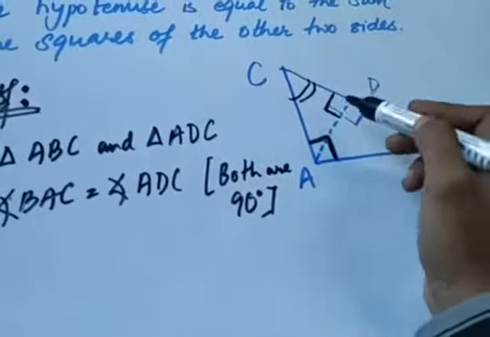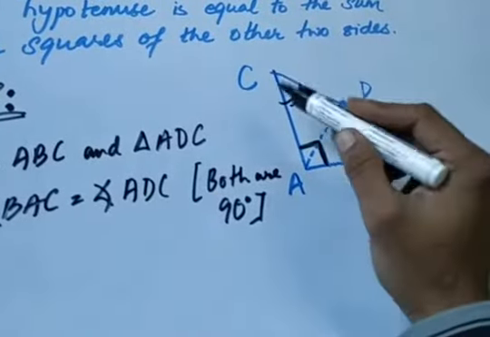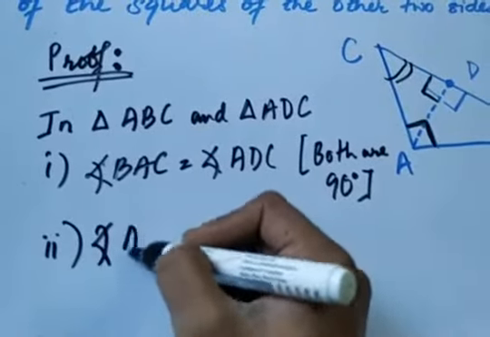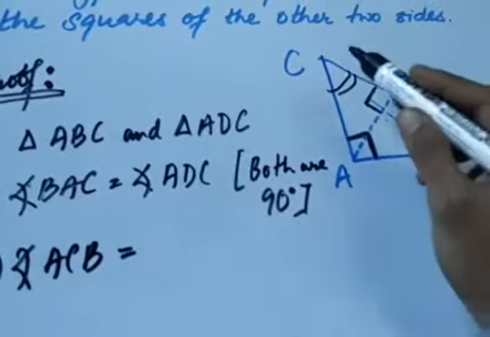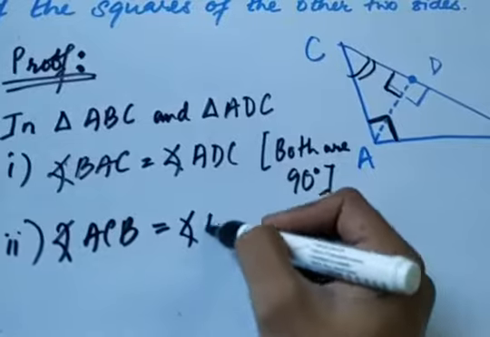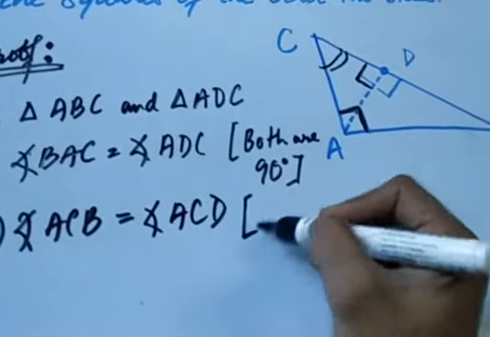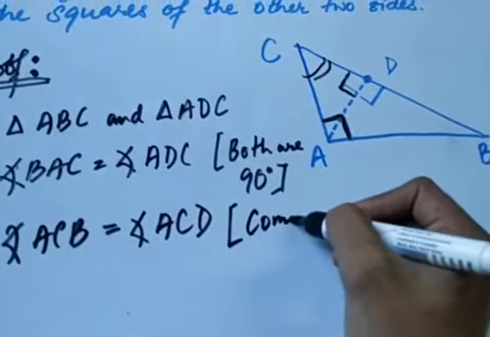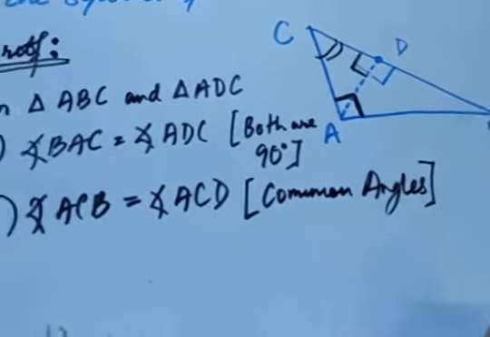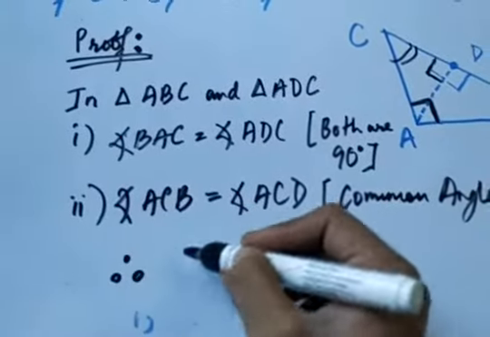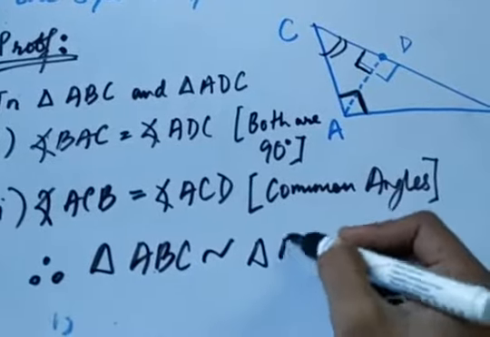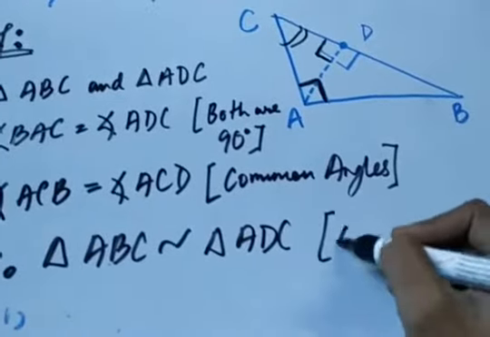So the first one is for the large triangle. If you have to name it for the large triangle, you would name it angle ACB. And for the smaller triangle, you'll name the same angle as angle ACD. They're called common angles, because they are common to both the triangles at the same time. So we can say, therefore, triangle ABC is similar to triangle ADC, and the reason being the common angle.